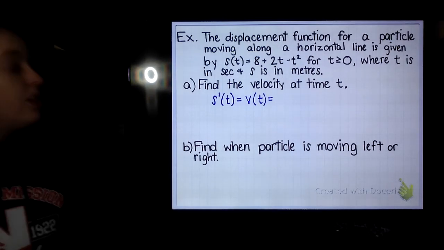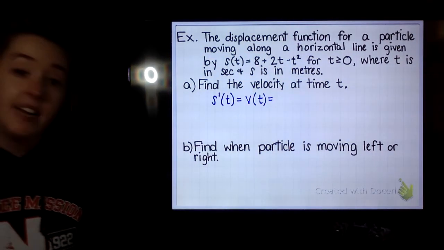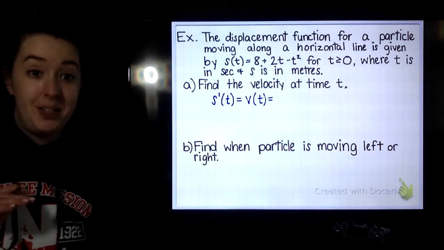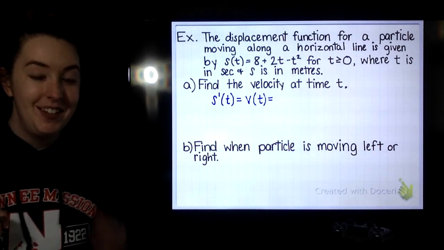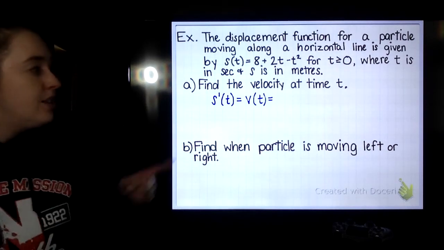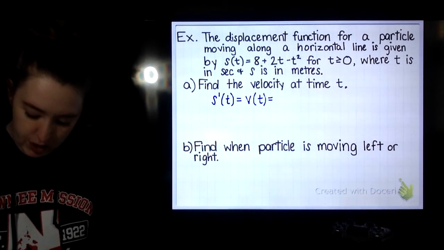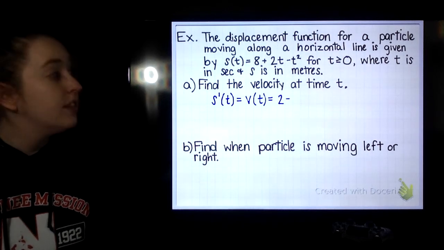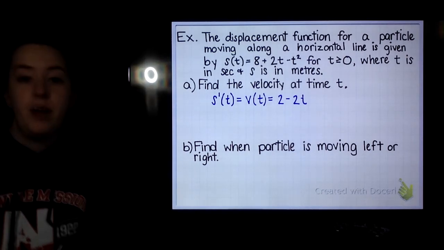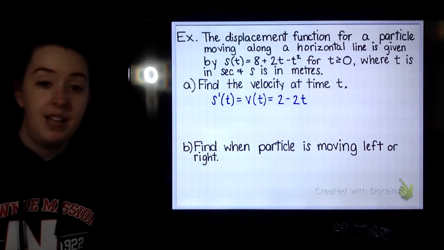All right. So our function was this 8 plus 2t minus t squared. So we need to take the derivative. Now remember to keep stuff straight, because we're going back to derivatives after doing integrals for so long. So it can get a little bit confusing when you're going back and forth, but you'll get used to it. So the derivative of 8 is 0. The derivative of 2t is 2, minus, multiply by the power, subtract the power by 1. So we have 2 minus 2t for our velocity at time t.